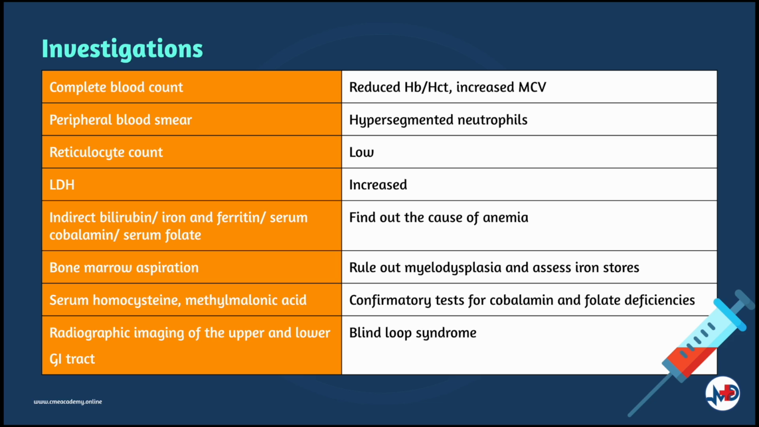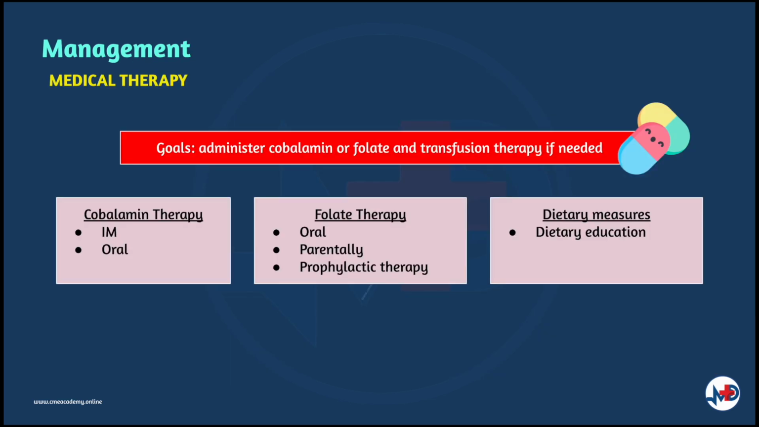However, it can help rule out myelodysplasia and assess iron stores. Serum homocysteine and methylmalonic acid, or MMA, levels are helpful to confirm cobalamin and folate deficiencies, with both levels increased in cobalamin deficiency but only homocysteine increased in the case of folate deficiency. And lastly, radiographic imaging of the upper and lower gastrointestinal tract may be useful for detecting abnormalities that could cause a blind loop syndrome. Now let's take a look at the medical management.